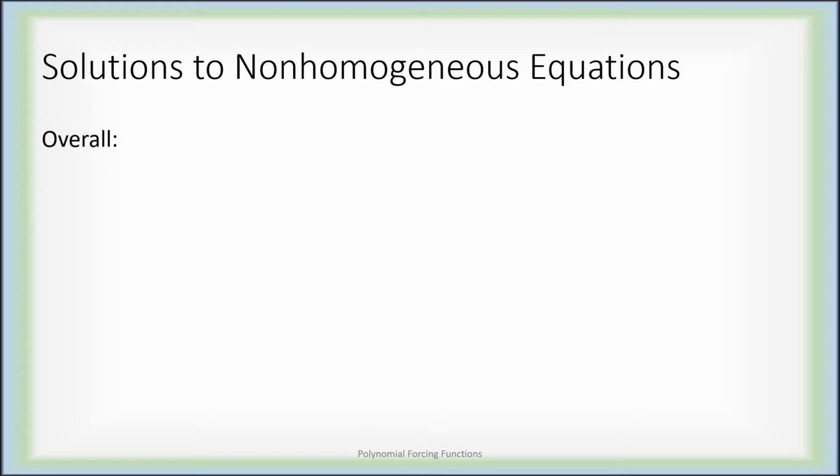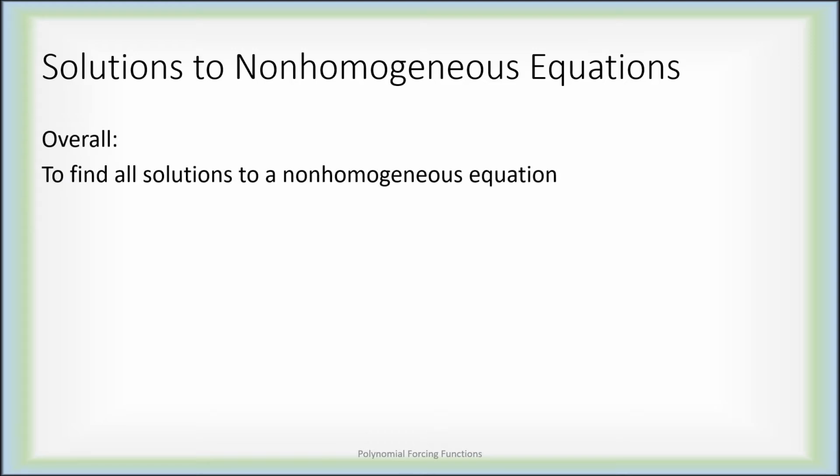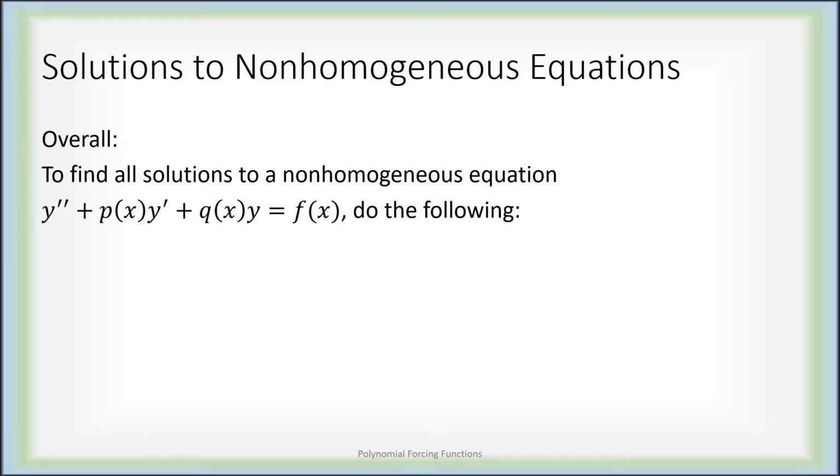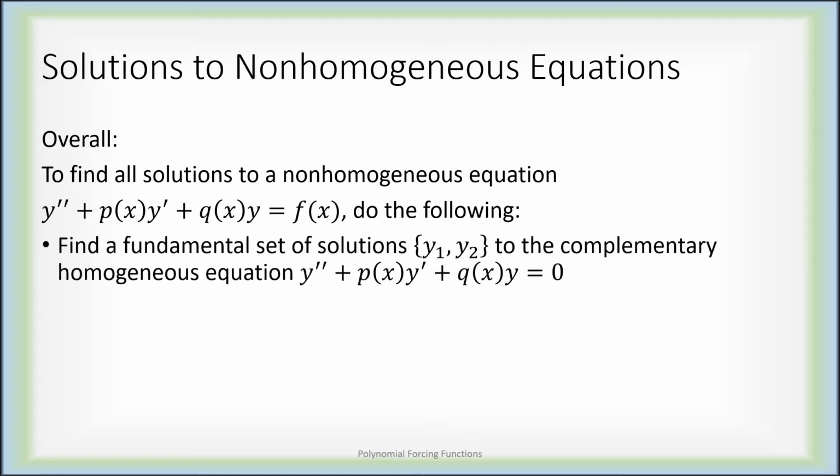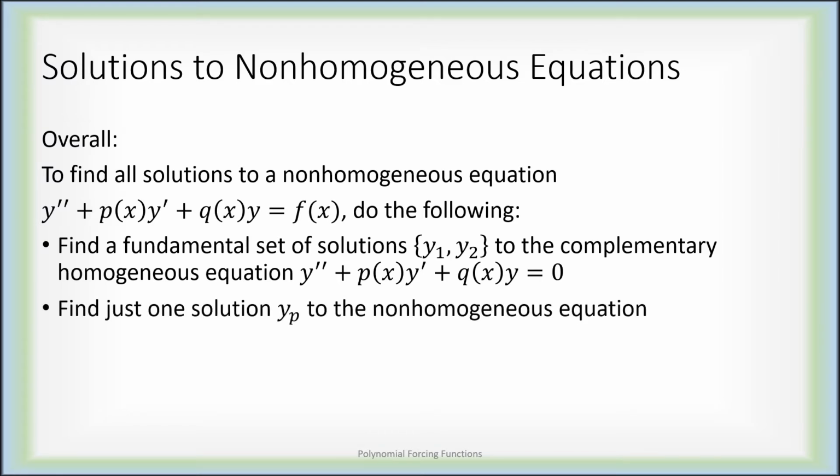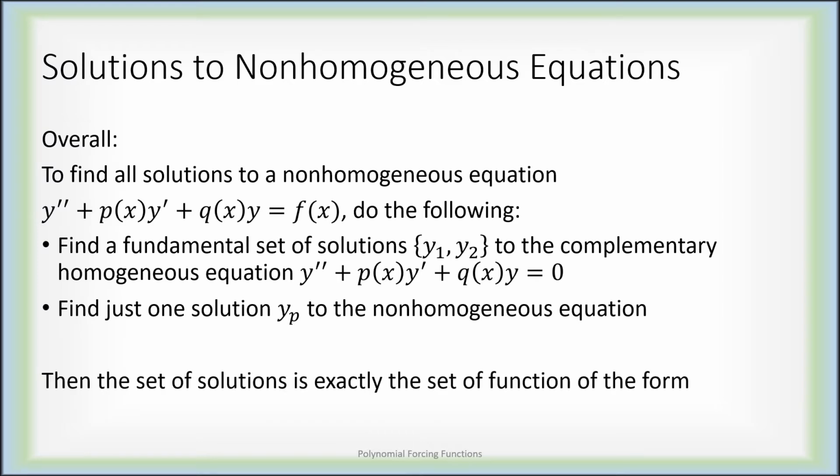So again, what is the overall process? We want to find all possible solutions to a non-homogeneous equation, y'' + p(x)y' + q(x)y = f(x). Do the following steps. Find a fundamental set of solutions to the complementary equation, the one where you set the forcing function to be zero. Also, find just one solution to the original non-homogeneous equation. And then all possible solutions are given by the one particular function you found plus linear combinations of the solutions to the complementary equation.